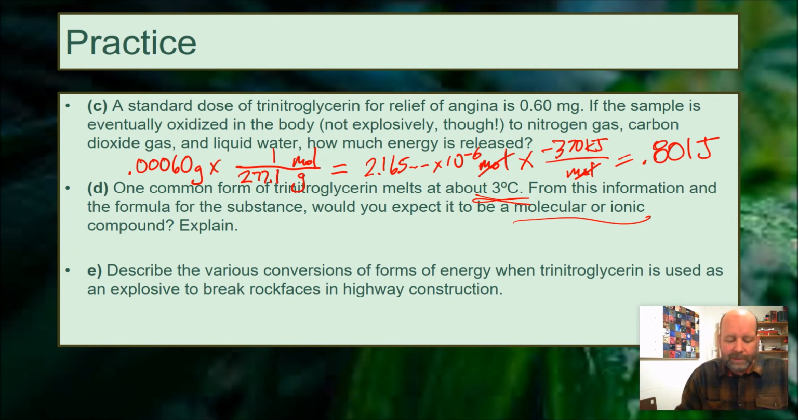All right, so describe the various conversions of energy when trinitroglycerin is used as an explosive to break rock faces in highway construction. So it's going to start out as chemical energy, right? That's energy stored in those bonds. When we break these bonds, it takes a little bit of energy to break them, but we get a lot of energy out. Think about what's going on. We're turning that liquid into gases. We're turning it into a lot of gases with kinetic energy, small particles with a lot of kinetic energy.